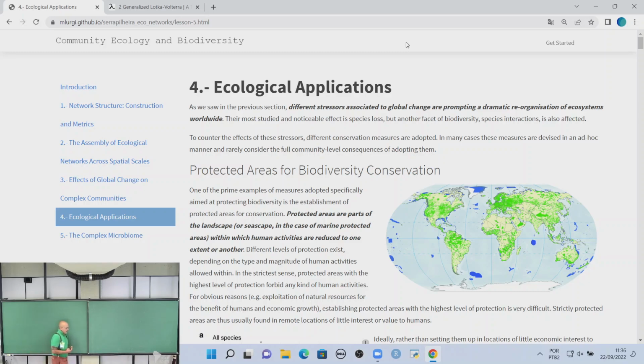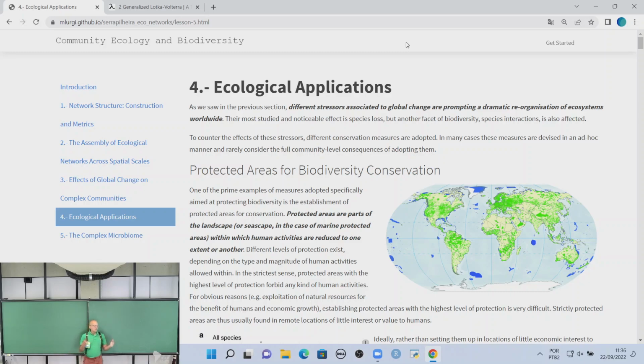And one of the things, with the tools that we have been looking at during these days, like for example the metacommunity framework, is that you could think of these protected areas as local patches in your metacommunity, and then you can think of these connections between the patches as corridors between protected areas.